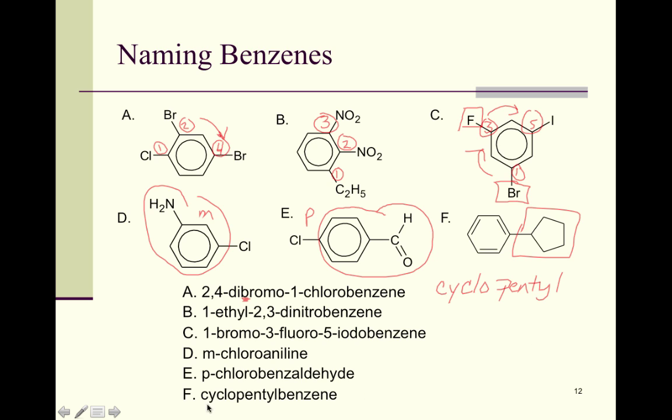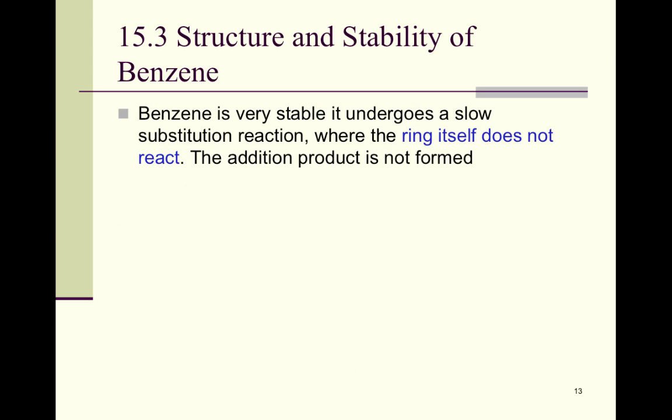Cyclopentyl benzene. There's no number used because I could have put my cyclopentyl on any of these 6 corners and it would have been the same compound. The structure and stability of benzene. Benzene is very stable. It undergoes a slow substitution reaction where the ring itself does not react. There is no addition product formed.